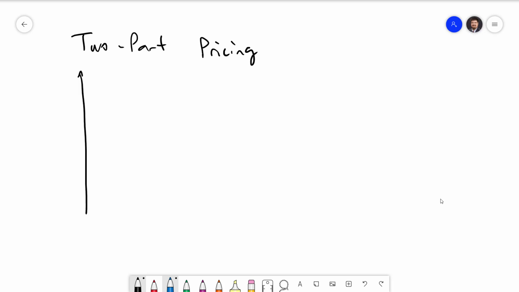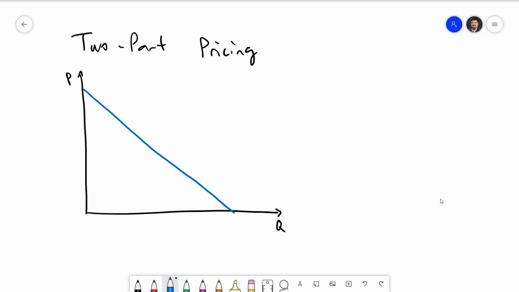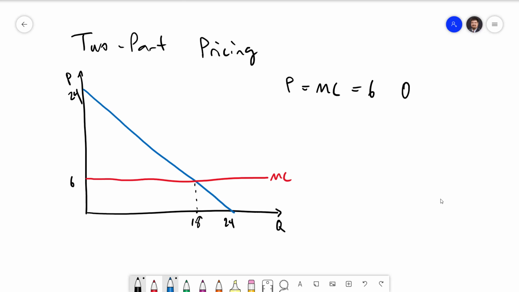As with our example on nonlinear pricing, I'm going to start with the graph. In two-part pricing, we are going to drop the price all the way down to marginal cost, but then make up the profit in the fixed fee. If the price is equal to marginal cost, in our example, it is 6. The demand function we have is Q of P equals 24 minus P. So if we just plug that in, we get Q equals 24 minus 6, which is 18. That is our socially efficient quantity.